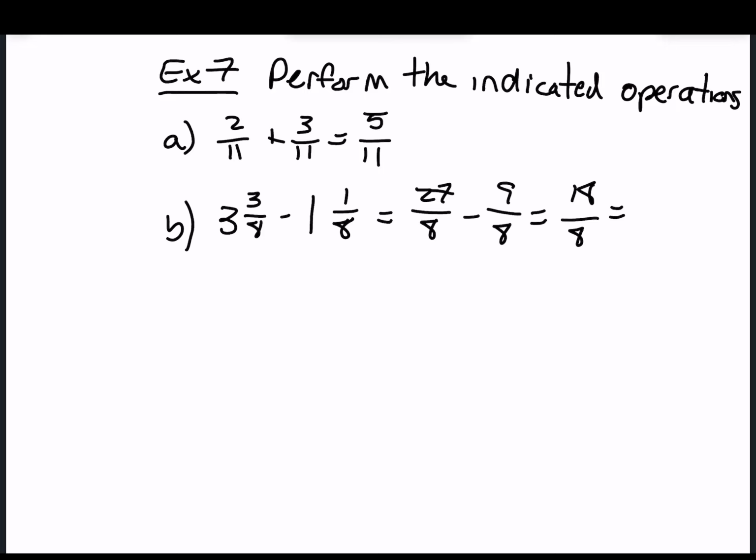Well, 18 over 8 will reduce. We can divide both sides by 2. So that's 9 over 4. And we can change that back to a mixed number. 9 over 4 is equal to 2 and 1 over 4. Okay. Now that we've talked a little bit about adding and subtracting fractions with the same denominators, we need to talk about adding and subtracting fractions with different denominators.